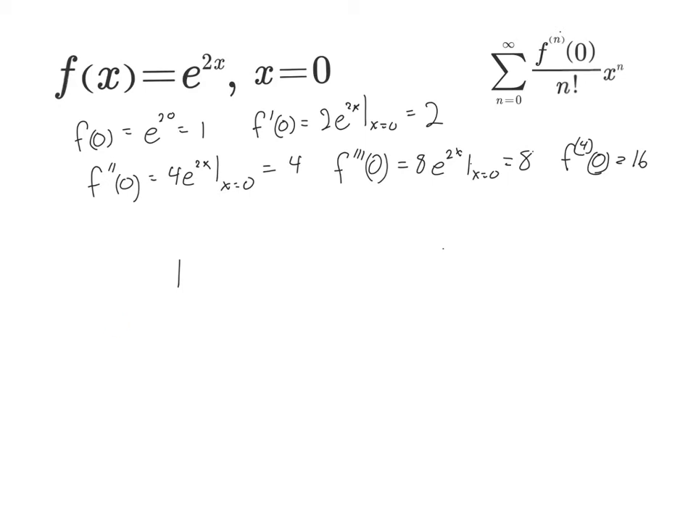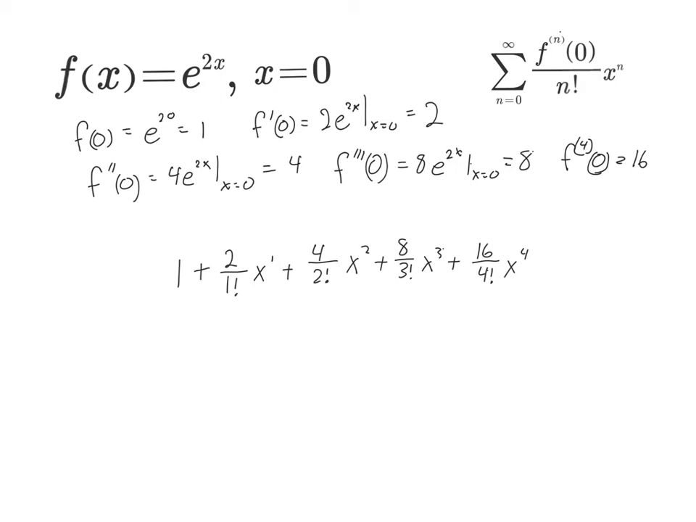Now, we are going to do the next term. So it is going to be my first derivative at 0, which is 2, divided by 1 factorial, x to the 1, plus 4 over 2 factorial, x squared, plus my third derivative, which is going to be 8, over 3 factorial, x cubed, plus 16 over 4 factorial, x to the 4th.